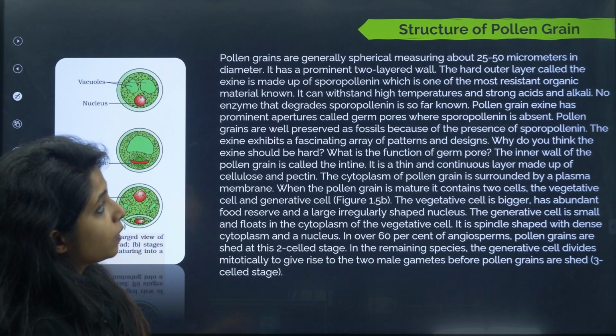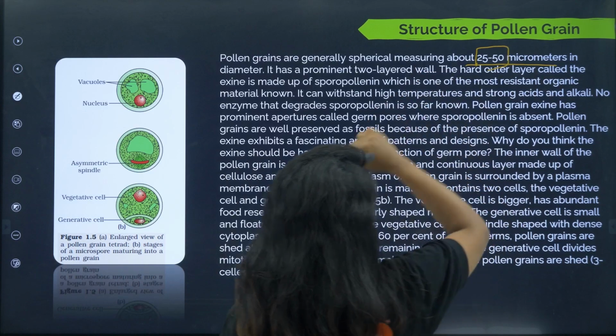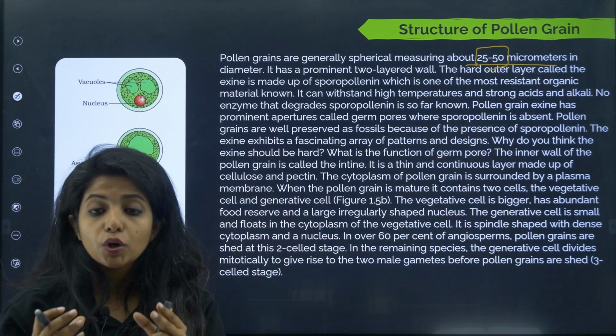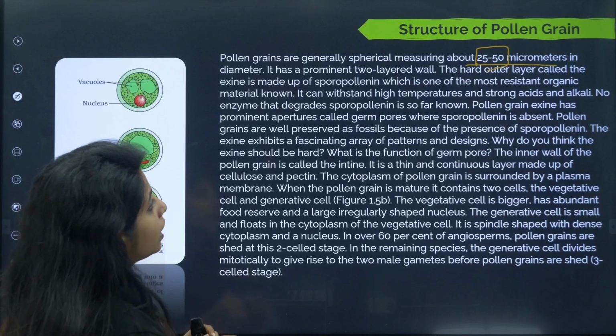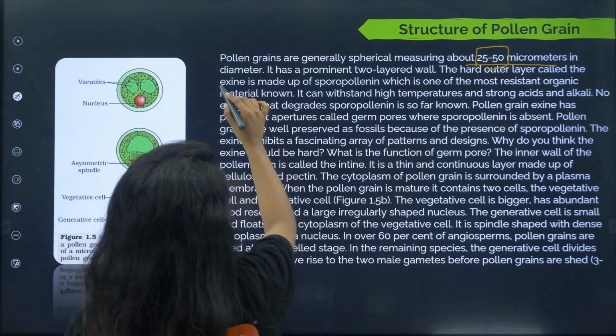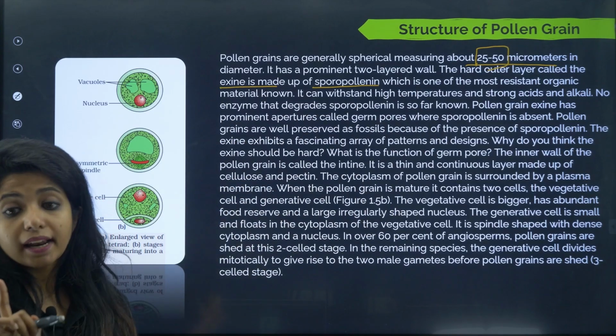Pollen grains are generally spherical, measuring 25 to 50 micrometers. Please remember this, 25 to 50 micrometers. Please remember it's a diameter. It has a prominent 2-layered wall. The outer layer called the exine is made up of sporopollenin, which is one of the most resistant organic materials known.